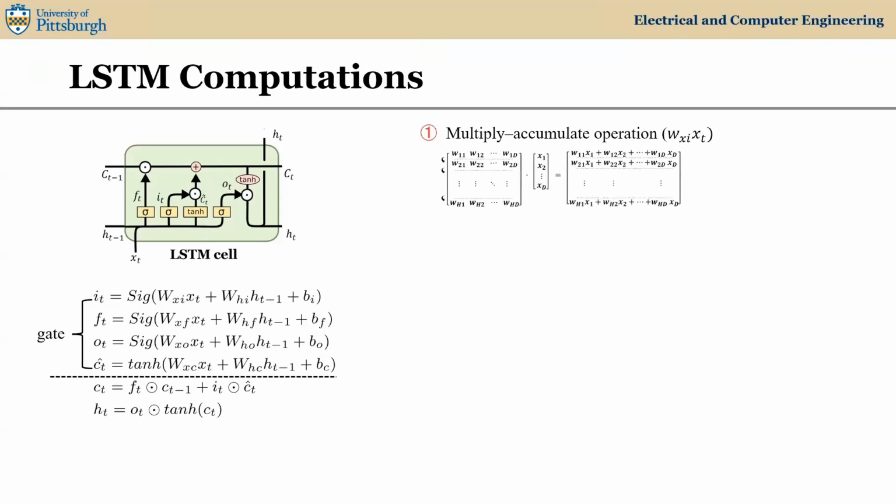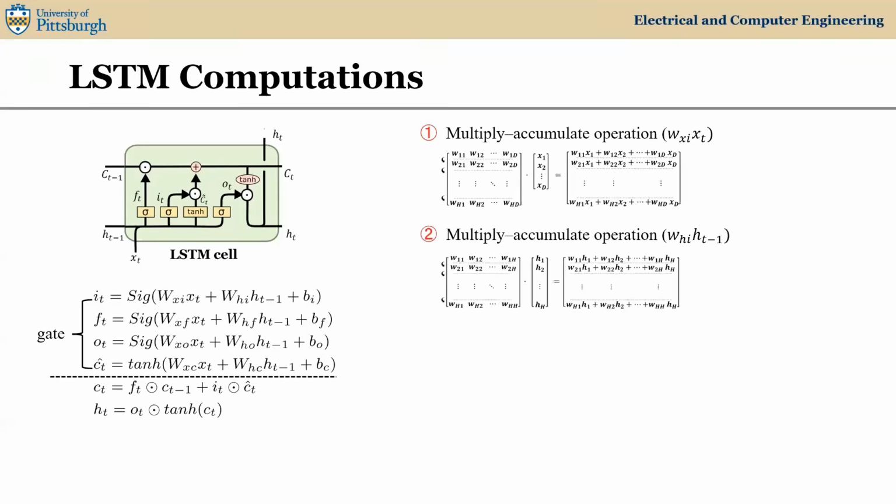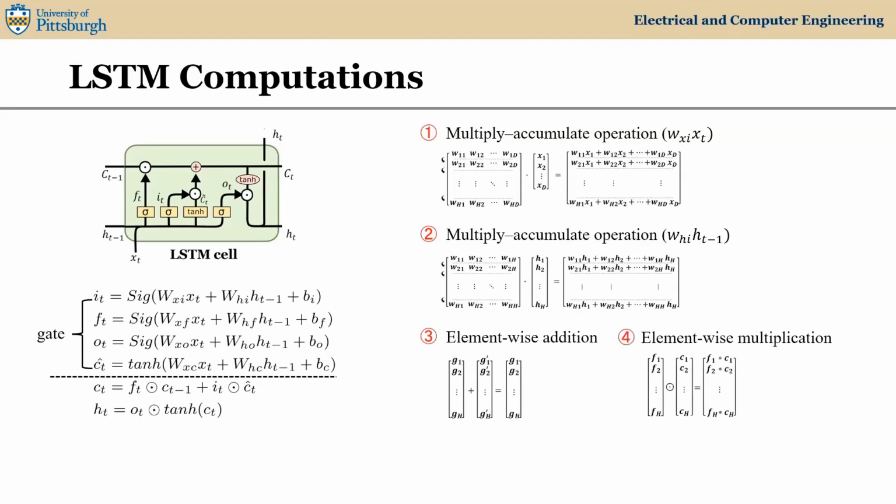They are: the first one, multiply accumulate for the input vector in length d, which is the data embedding size. Pattern 2, multiply accumulate for the prior output in length h, which is the cell size. Both pattern 1 and 2 share the same number of matrix rows. Pattern 3, element-wise vector addition in length h. Pattern 4, element-wise vector multiplication in length h. And pattern 5, activations such as sigmoid and tanh.